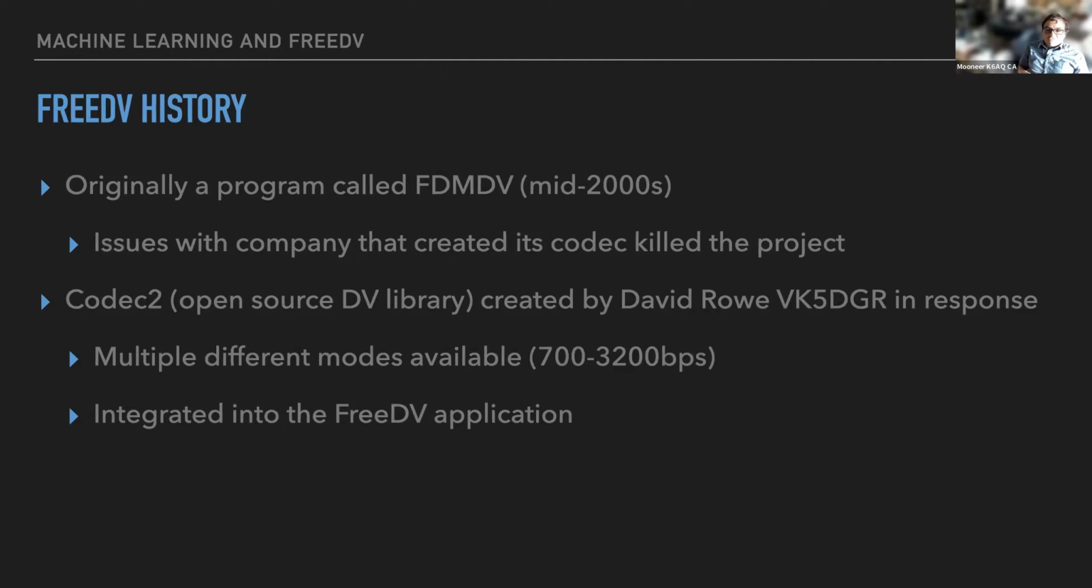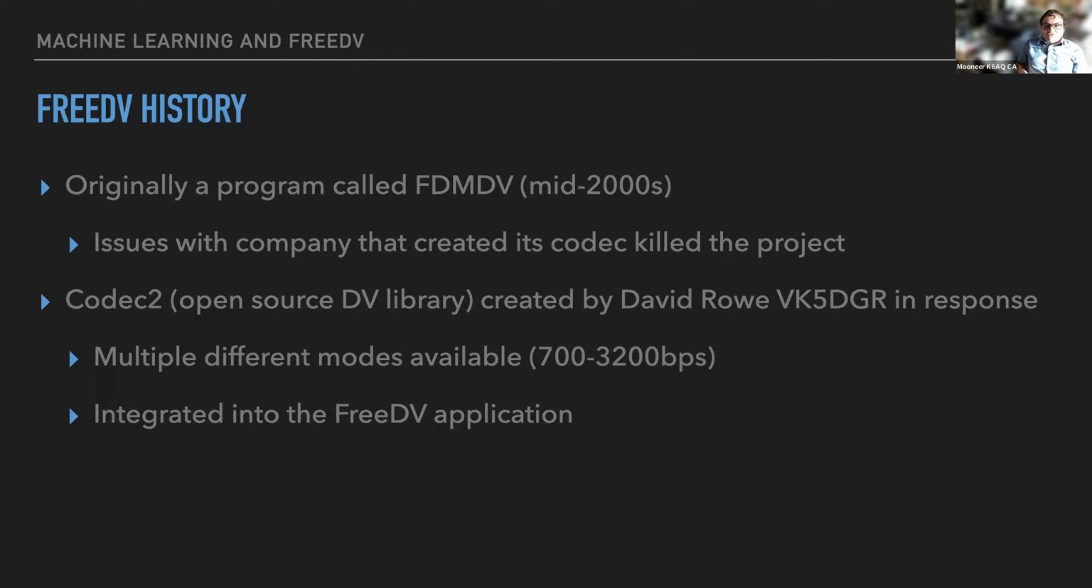So for some history, for those who aren't familiar, it originally started out with a program called FDMDV back in the mid-2000s. And at the time, it used a commercial codec, but the thing is that the company responsible for that codec didn't say that we couldn't use it, but also didn't say that we could. So it kind of operated in this gray area where hams were playing with it, but they didn't really have any idea whether that was going to be a thing long term. And then, of course, things happened, and eventually that company said no, that we couldn't use that codec anymore, and that pretty much killed the project immediately.